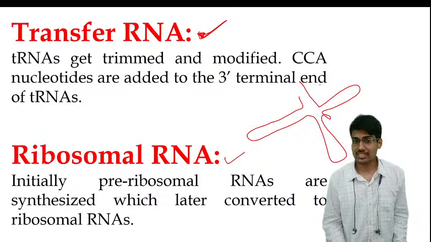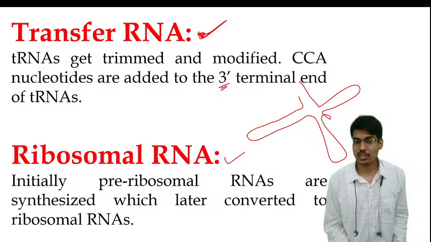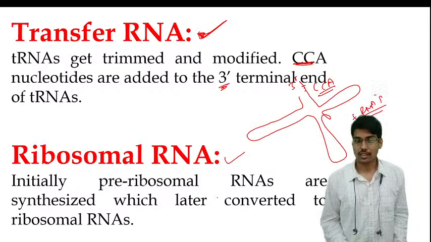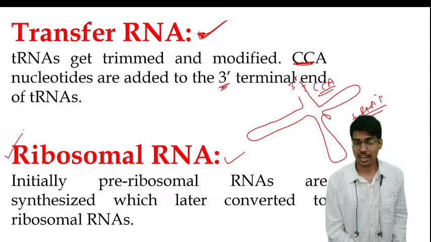What is done with this? Just the 3' terminal of this tRNA, having this CCA end. Suppose this is the 3' end, then at this 3' end, these CCA nucleotides are added. And what is the case with the ribosomal RNAs?